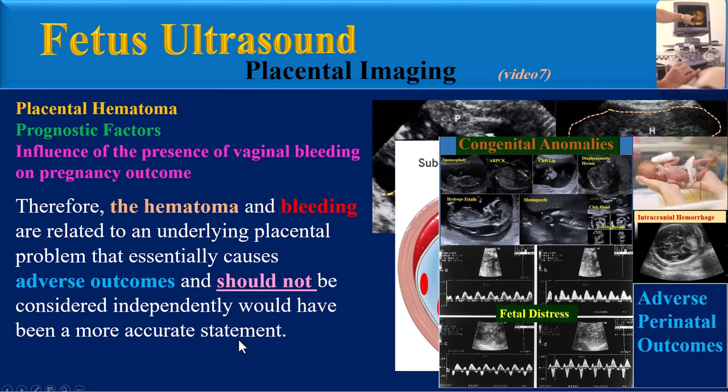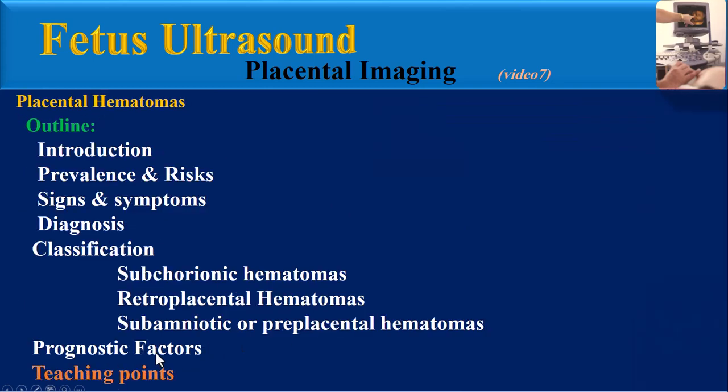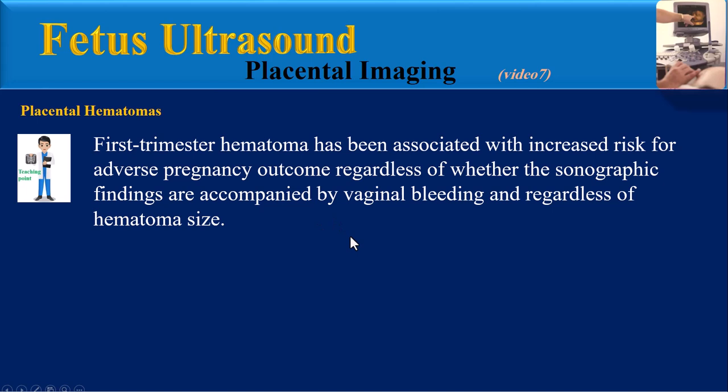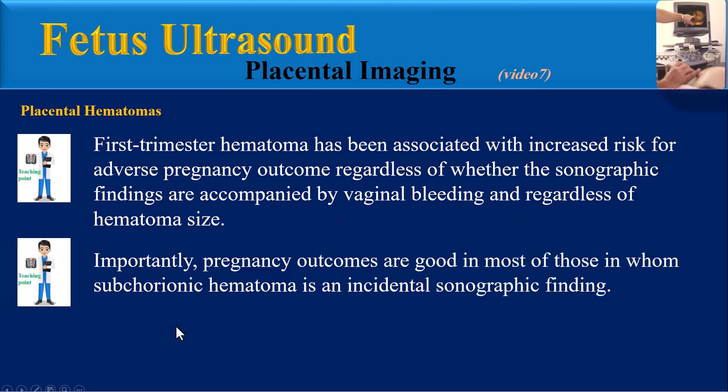accurate statement. Now, please pay attention to these final teaching points. First trimester hematoma has been associated with increased risk for adverse pregnancy outcome regardless of whether the sonographic findings are accompanied by vaginal bleeding and regardless of hematoma size. Importantly, pregnancy outcomes are good in most of those in whom subchorionic hematoma is an incidental sonographic finding.